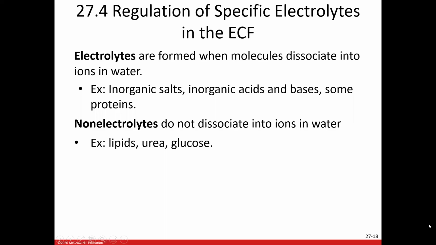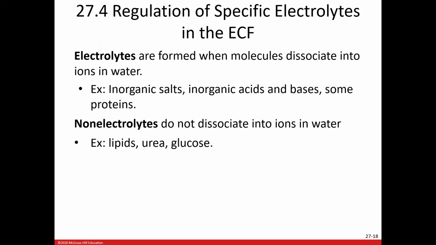Okay, so we are going to pick back up for the second part of the lecture talking about specific electrolytes in the extracellular fluid. So as I mentioned before, electrolytes are just the name for ions in water. The electrolytes form when the molecules dissociate, which means they break down into their ionic components. So a cation component, the positive component, and the anion component, the negative component.